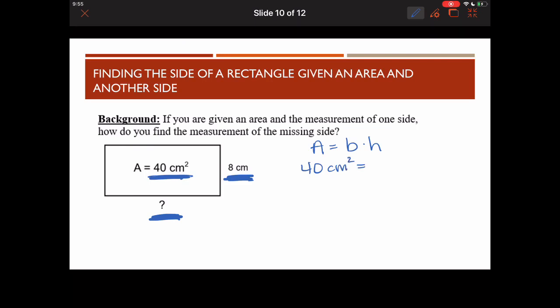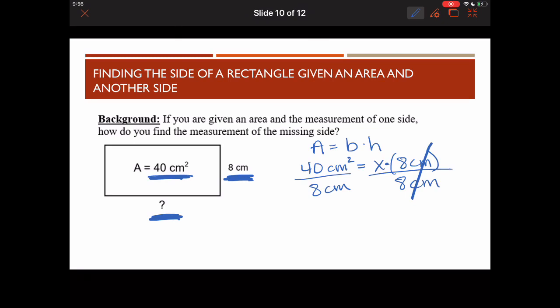And I don't know what the base is. It was a question mark. But I know that the height is 8 centimeters, right? Now, instead of putting a question mark there, in math, we like to put a variable. Let's call that x. So to find the measurement of the missing side, to solve for x, this means x times 8 centimeters. I can divide both sides by 8 centimeters. That cancels that. And now I'm dividing. 40, which was the area, divided by 8 is 5.